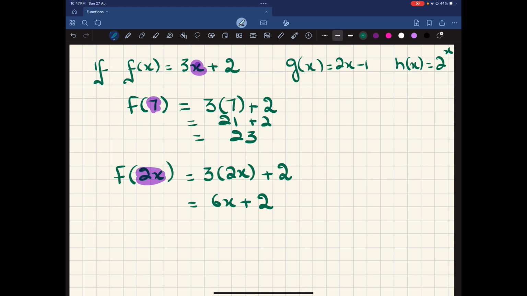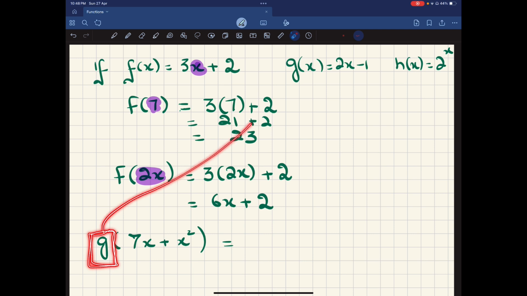Now, for example, they ask you to find g of 7x plus x squared. What are you going to do? You're going to go to function. This tells you the function that you're going to go and read. So it's going to be function g. And in place of x, what are you going to substitute?